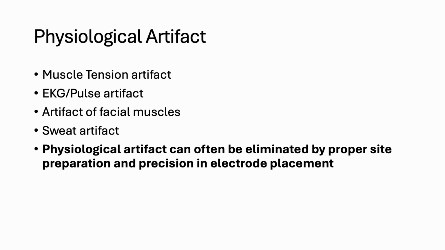So physiological artifact can often more likely be eliminated on the patient first. That's really what you want to do, is get it right on the patient, because when you get it right on the patient, you're not going to have to do much else to fix it. And if you get it right the first time when you originally hook them up, that's going to be even better for you and the patient, because you don't have to bother them so much.